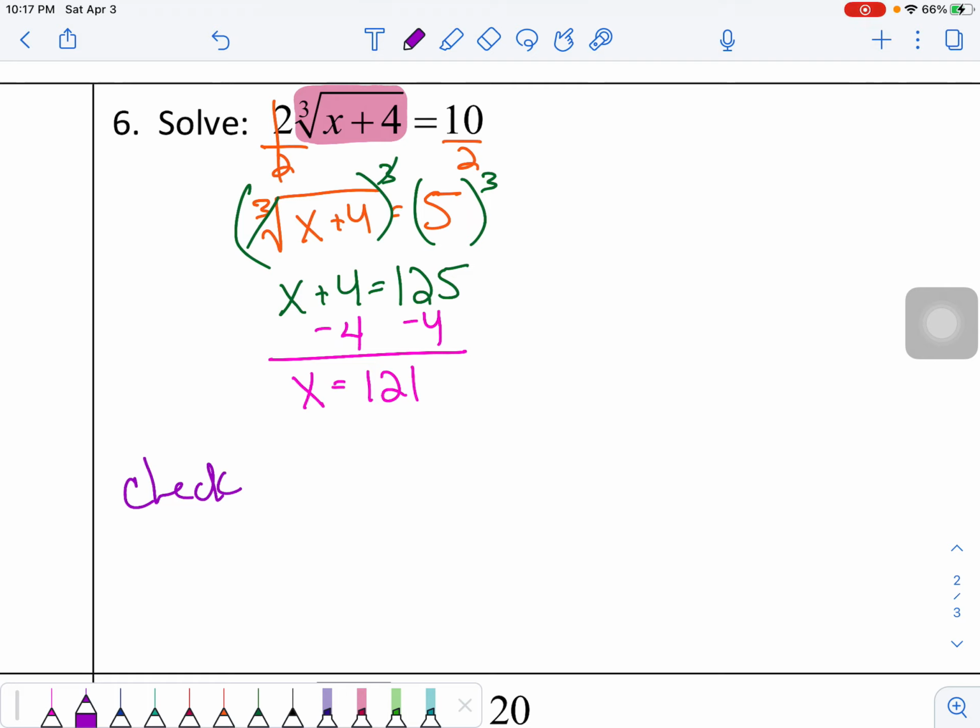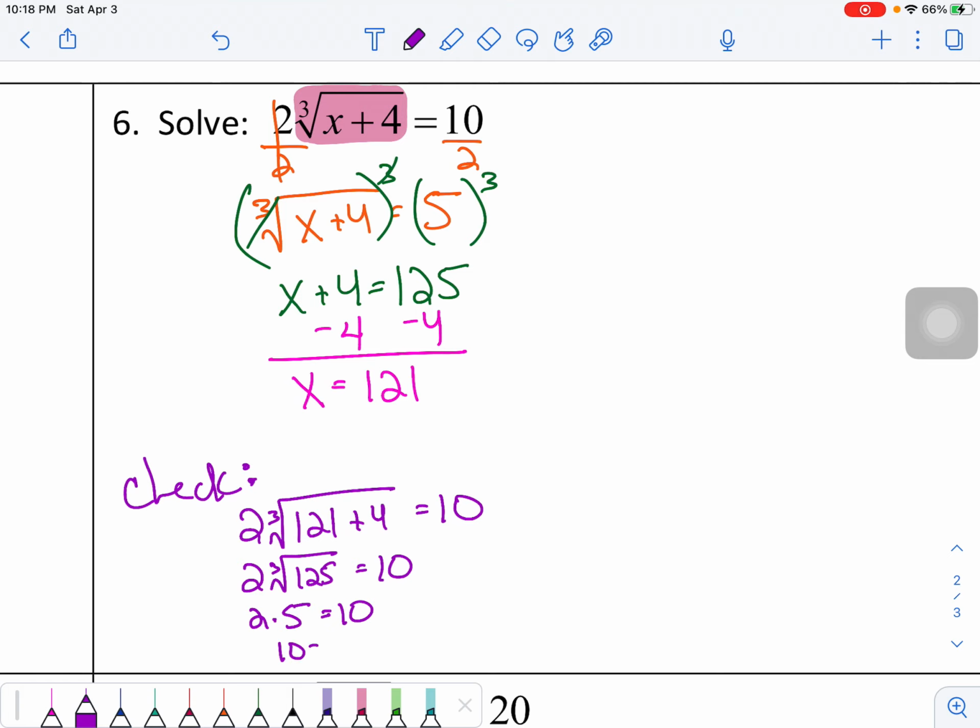All right. You have to check. So when you get to your answer, make sure you take a moment and you check your work. So we've got 2 times the cube root of 121 plus 4, and I think that's equal to 10. So 2 times the cube root of 125, which would be 2 times 5 equals 10. 10 is equal to 10, a true statement. And so, yes, this is a solution for x.